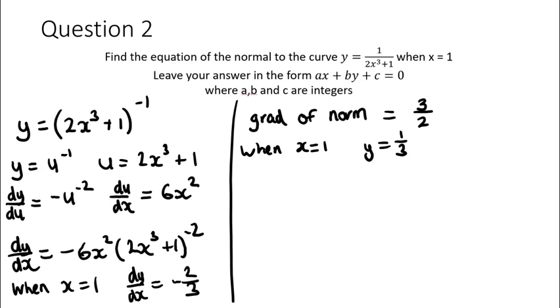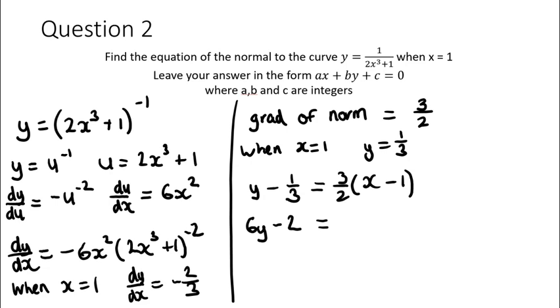Up to you whether you use y equals mx plus c. I'm going to use the y minus y1 form, but you can do it either way you like. So y minus 1/3 is equal to 3 over 2 times x minus 1. And now I just need to start getting it in that form ax plus by plus c equals 0. What I'm going to do is times both sides by 6 here to start getting rid of these fractions. So times the left-hand side by 6, and times the right-hand side by 6.